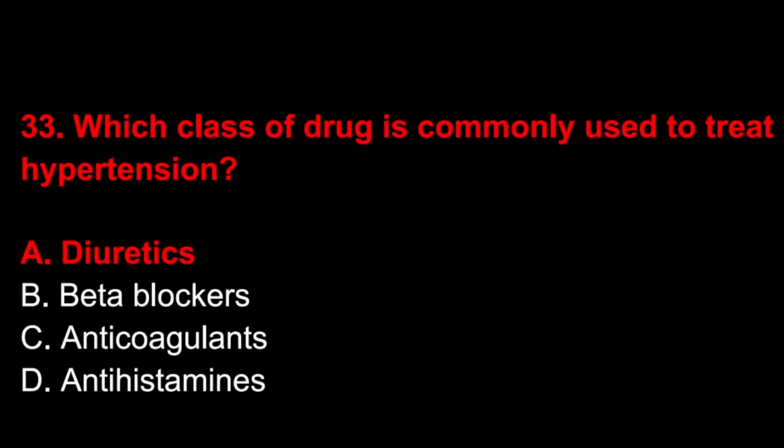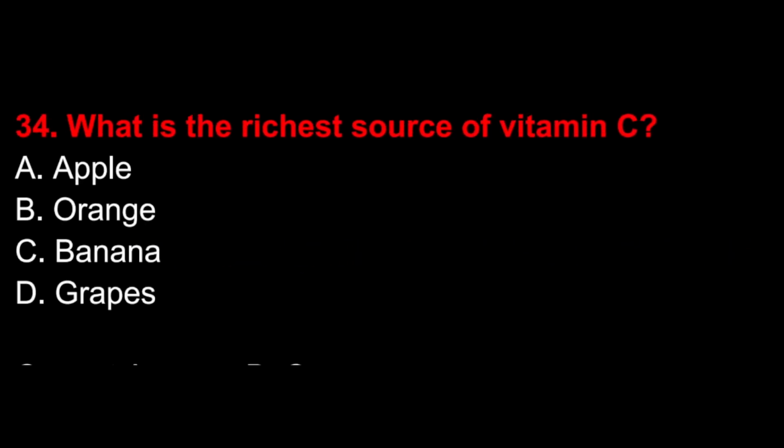Question number 33. Which class of drug is commonly used to treat hypertension? Correct answer is option B, beta blockers. Question number 34. What is the richest source of vitamin C? Correct answer is option B, orange.